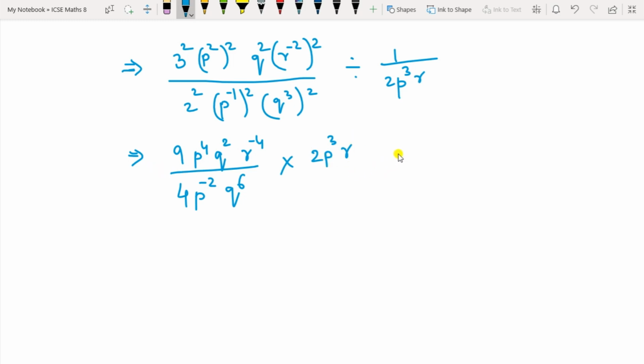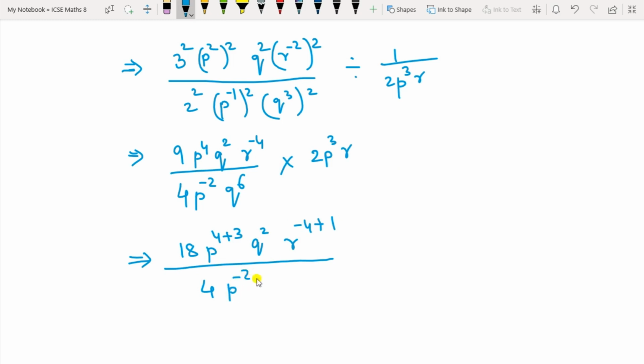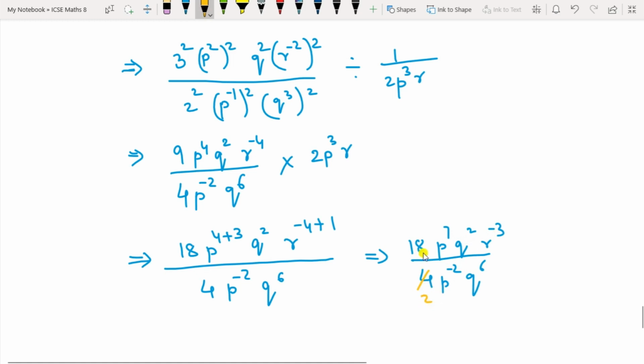Okay, so this becomes 9 2s is 18 p raised to 4 plus 3 then q square and r raised to minus 4 plus 1 the whole upon 4 p raised to minus 2 q raised to 6. So this becomes now 18 p raised to 7 q square r raised to minus 3 the whole upon 4 p raised to minus 2 and q raised to 6. Now cancel the number, that becomes 2 2s are 4 and 2 9s are 18.